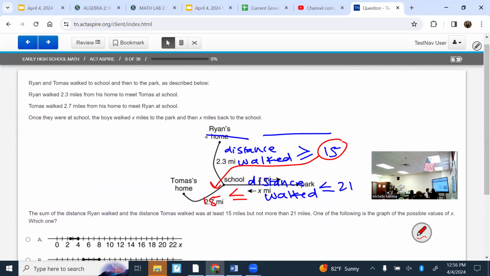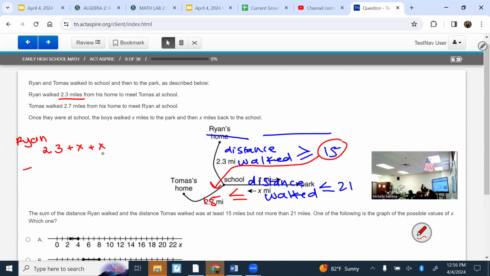Bear with it. So it says Ryan walked 2.3 miles from his home to meet Tomas at school. And then I'm going to skip Tomas's for a second. Once they were at school, the boys went to the park, which was X miles away. So adding X to what Ryan walked. And then X miles to get back to the school. That's what Ryan walked. 2.3 from his home, X to the park, X back.